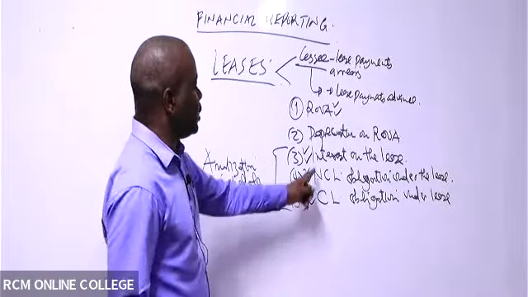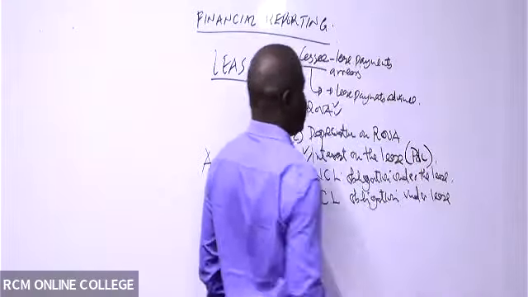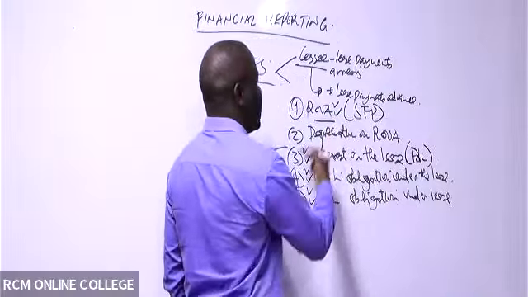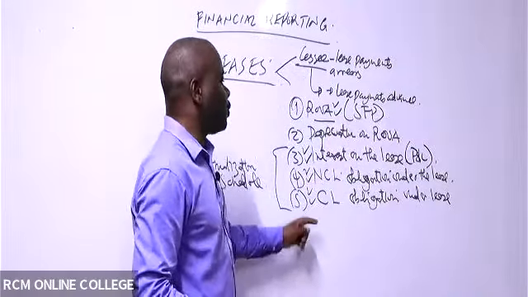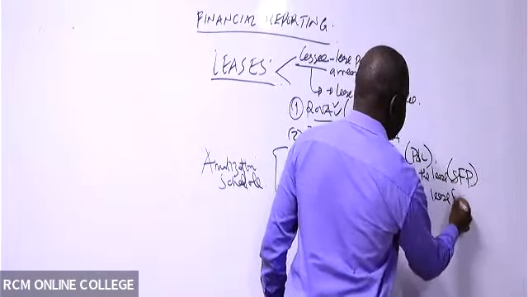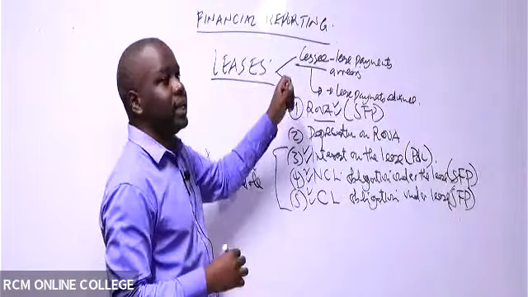And of course, the interest will go to the P&L account or the income statement. The right of use asset will go to the statement of financial position as a non-current asset. These 2 will go to the statement of financial position as liabilities in the books of the lessee.